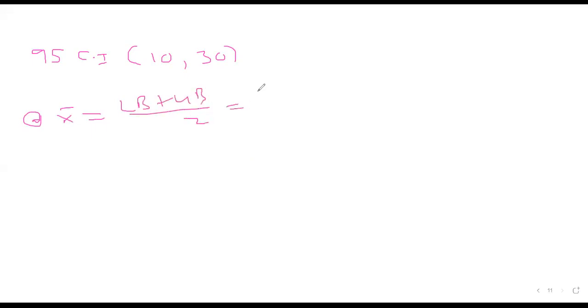Now, examiners sometimes will be very tricky. They'll tell you that a 95% confidence interval is, maybe, 10 to 30. So find the mean. The mean is simply given by the lower bound plus the upper bound, divided by 2. So 10 plus 30 divided by 2. So this is 40 divided by 2, which is 20.